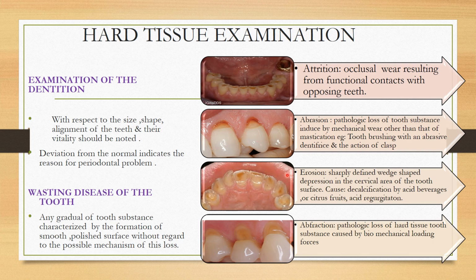And next, coming to the erosion, sharply defined, wedge shaped depression in the cervical area of the tooth surface. The main cause is decalcification by the acid beverages or citric foods and acid regurgitation. So this erosion can happen.